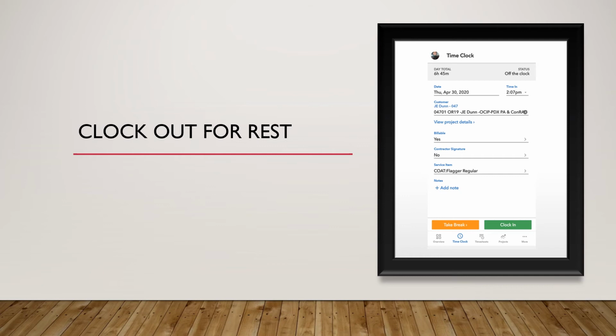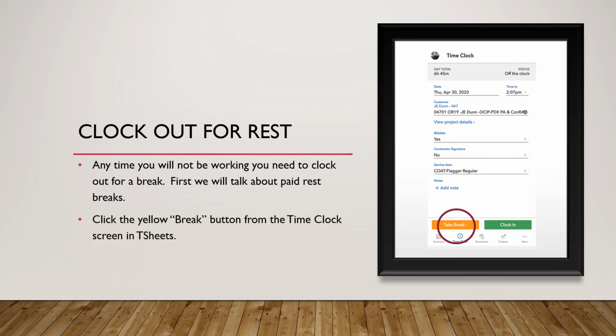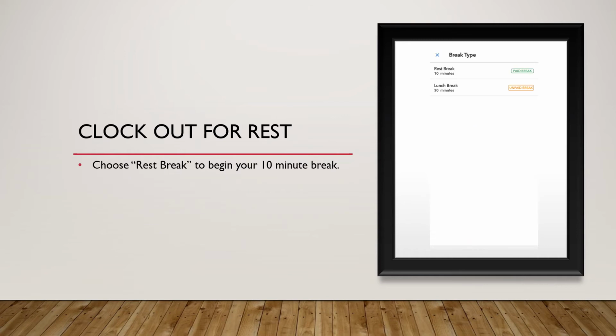Clocking out for rest breaks is straightforward. As a reminder, anytime you are not working on the job site, you should be clocked out for a rest break or a lunch break. Start by tapping on the yellow Take Break button on the time clock screen in the TSheets app. Your options for rest break will show next. Tap on Rest Break or Paid Break to begin your 10-minute paid break.